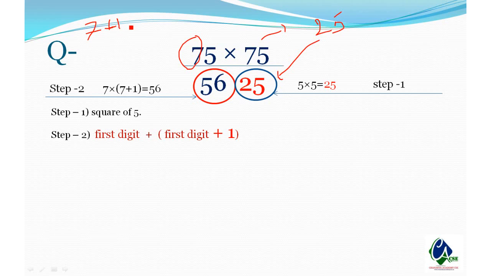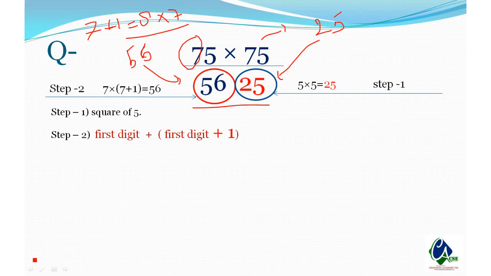Multiply this 8 by this 7, you will get 56, and this is the square of 75.